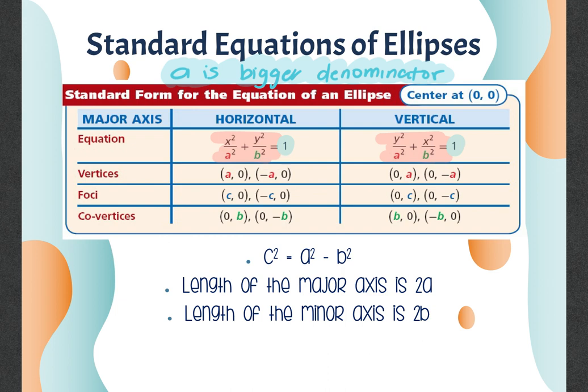If the bigger denominator is under the x, like this one, it is horizontal, which means it's going to be wider than it is tall. And if the bigger denominator is under the y, like the second one, then it is going to be vertical, which means taller than it is wide.